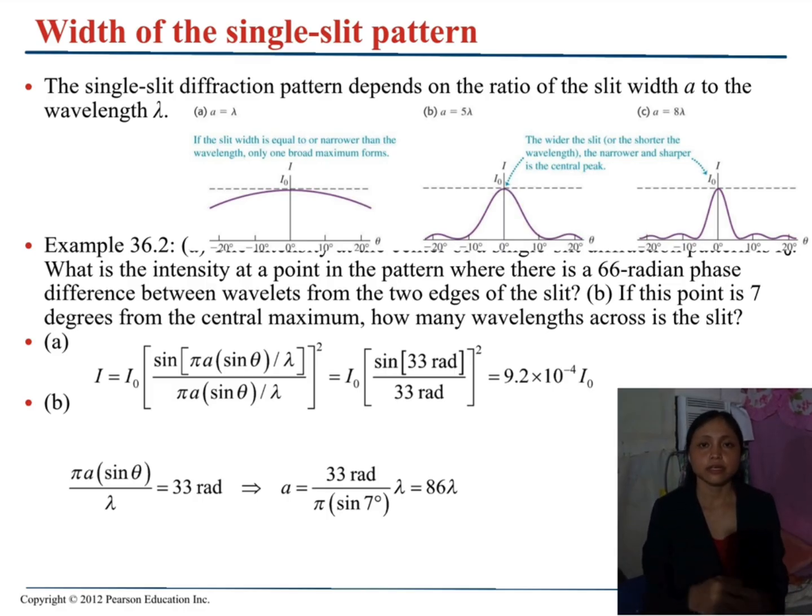This relationship explains why radio waves can bend around buildings more easily than visible light. It also explains why diffraction becomes important in optical systems containing very small apertures.